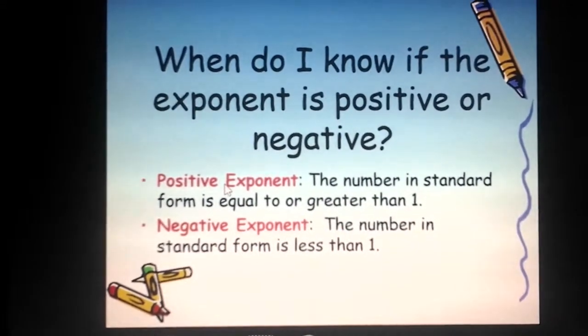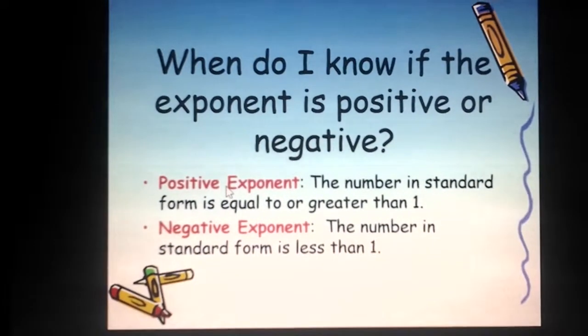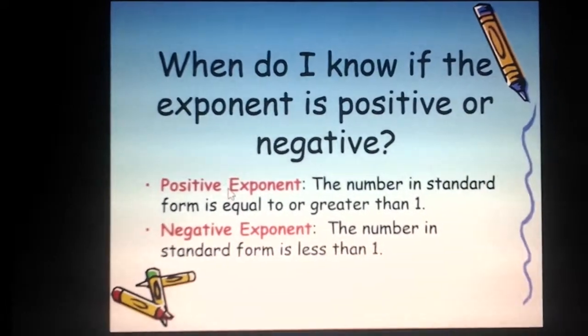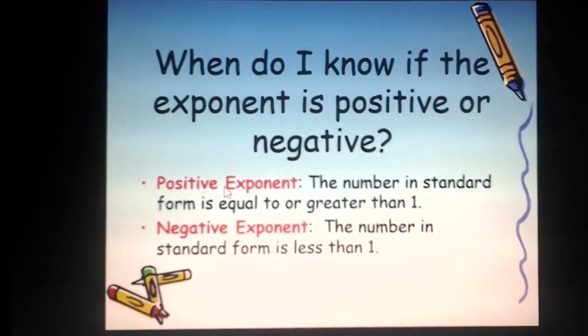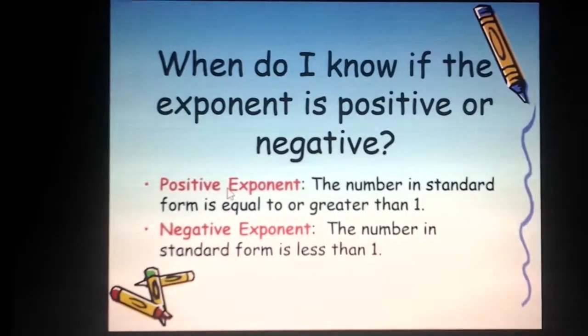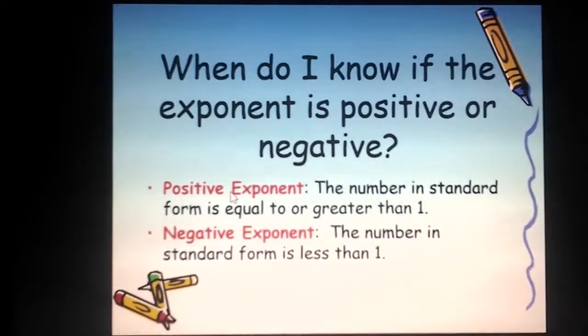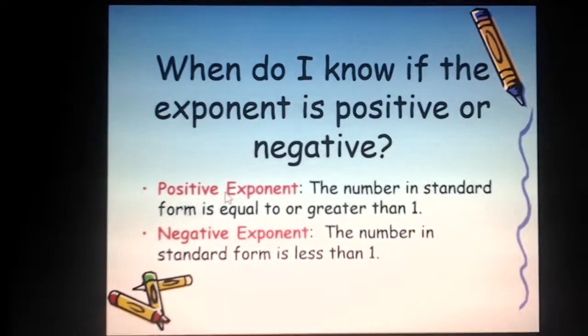When do I know if the exponent is positive or negative? Well, that's simple. You check out the standard forms. Like it says here, the number in standard form is equal to or greater than 1 for a positive exponent. For a negative exponent, the number in standard form is less than 1.